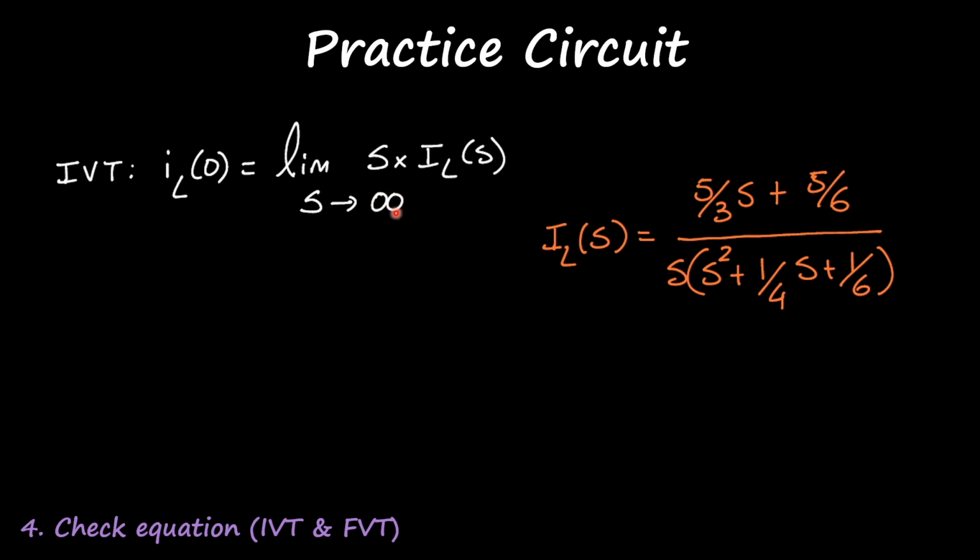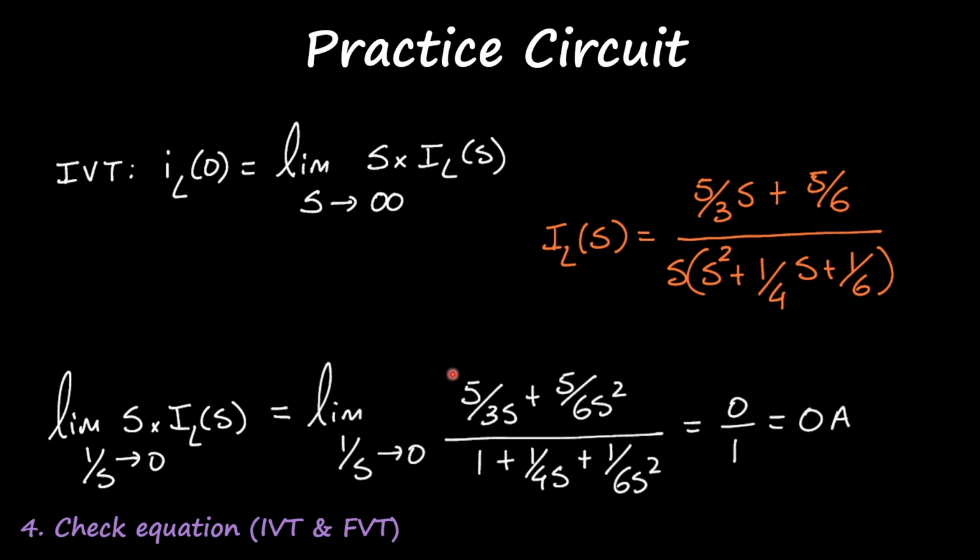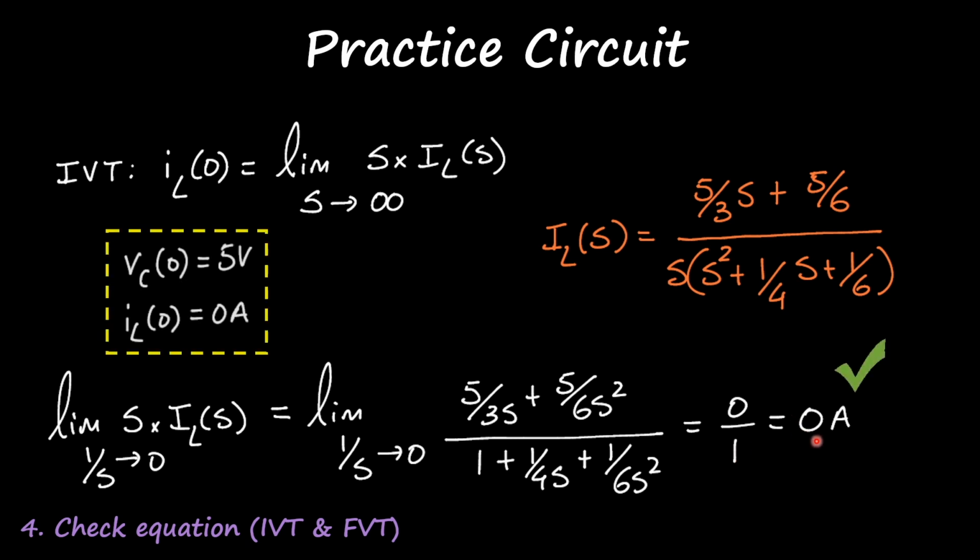But if I substitute S by infinity, I don't get anywhere. So one of the tricks that we use in this case is to substitute S going to infinity by 1 over S tending to 0. So the S cancels out, and then I divide everything by the highest degree, S square, and rewrite the equation that you have over here. Now if I substitute that by zeros, notice that I have 0 divided by 1, 0 amps. And how do I know that this is correct? Well, it agrees with the initial current that we found early on in step number 1.